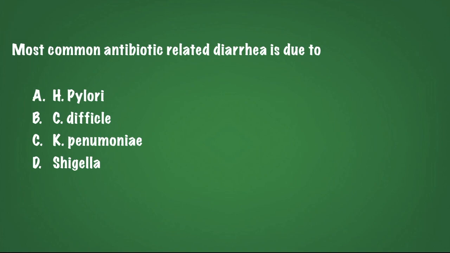The most common antibiotic-related diarrhea is due to H. pylori, C. difficile, K. pneumoniae, or Shigella. The correct answer is B. Clostridium difficile. A primary risk factor for C. difficile colitis is previous exposure to antibiotics, as antibiotics may alter the normal gut flora which keeps C. difficile in check. C. difficile can quickly grow out of control in the absence of the normal gut flora. The most commonly implicated agents include cephalosporins, fluoroquinolones, ampicillin, and clindamycin.